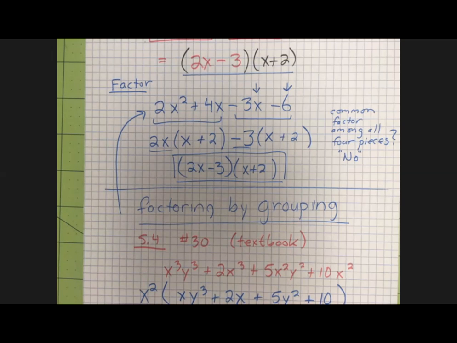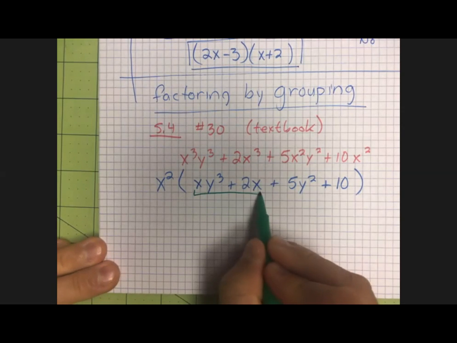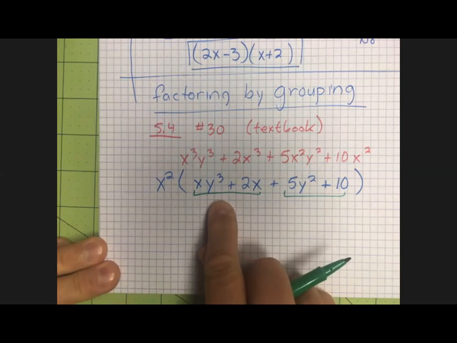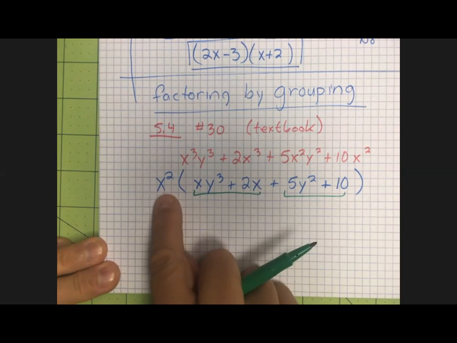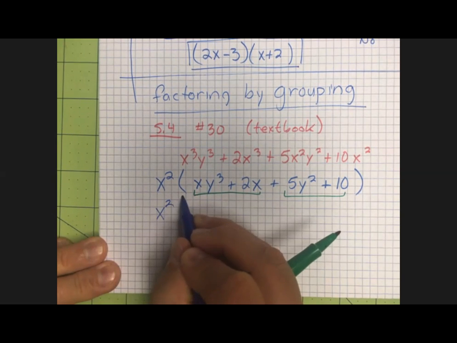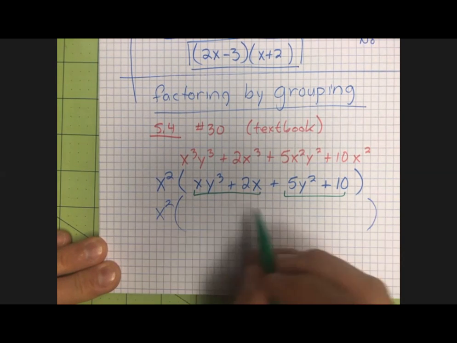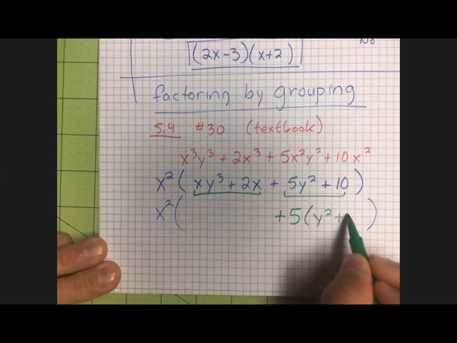Is that the best I can do? Well, no. I might have pulled out the most that all four had in common, but how about looking at these first two or last two? They certainly have something in common, so do these two. Now don't throw out this x squared. In fact, don't forget about it at all. Let's just write it outside. But let's talk about the 5y squared plus 10. If I take out a positive 5, I would be left with y squared plus 2.